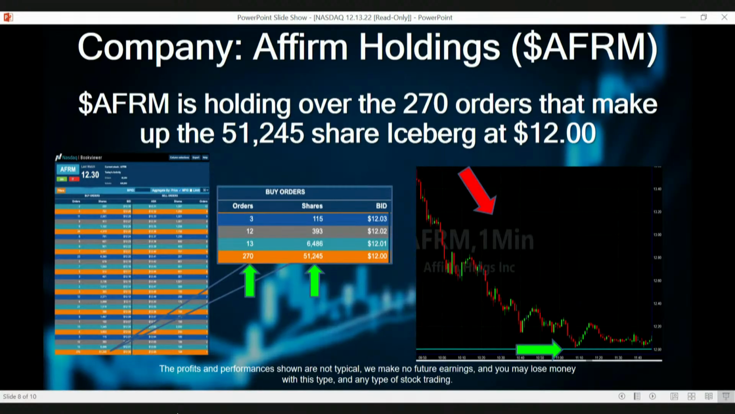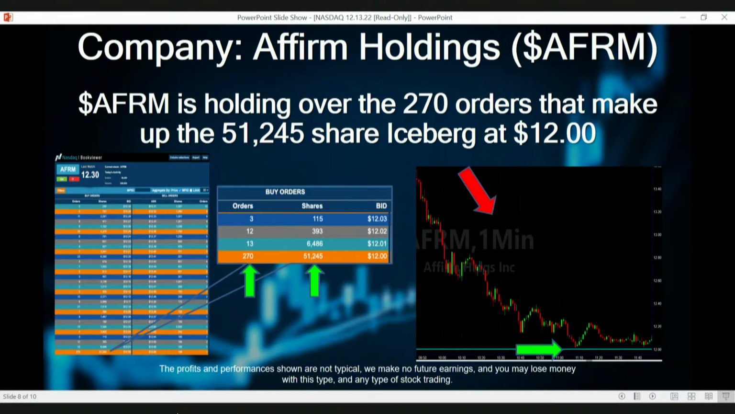All right, let's wrap up with your last one here, Affirm, ticker AFRM. Very popular stock. Here's a stock that took a little bit of a hit this past week, and you could see that there were a lot of orders out there. What was nice about this one, shares and orders are different. You're looking at 51,000 shares out there, but it wasn't like the 500 we saw earlier, this made up over 270 different orders around the world. So it's not just one order of 51,000, it's 270.